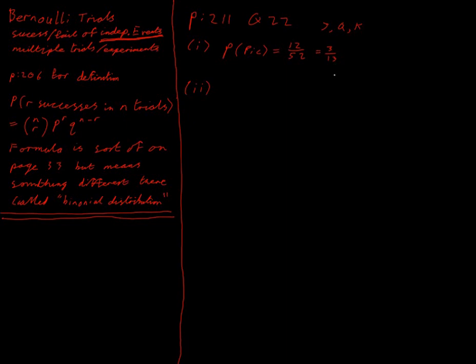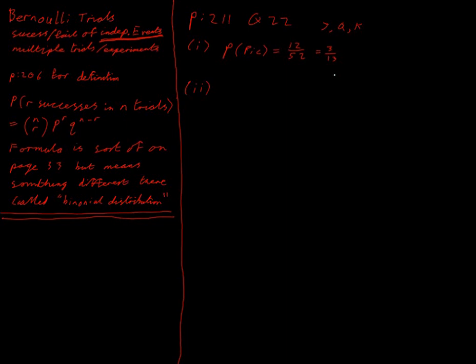Now, part 2. A card is drawn repeatedly and then replaced, independent events, until the 3rd picture card is drawn. Find the probability that the 3rd picture card is drawn on the 13th attempt.